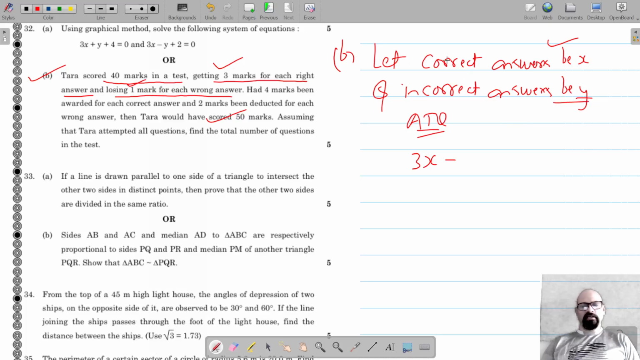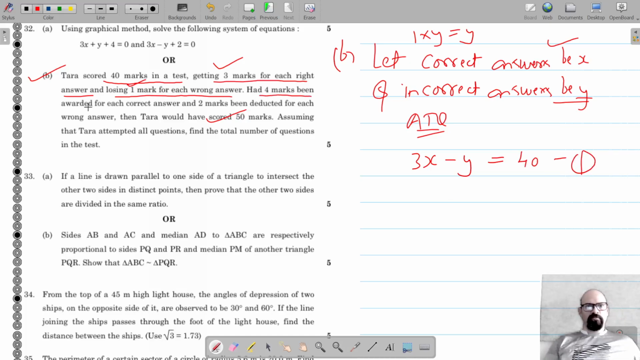So if incorrect answers are y and marks for each incorrect answer is 1, so that means y are the incorrect marks, or the marks for the incorrect answer, which have to be deducted. So 3x minus y is equal to total marks scored, which is 40. So this is the first equation.